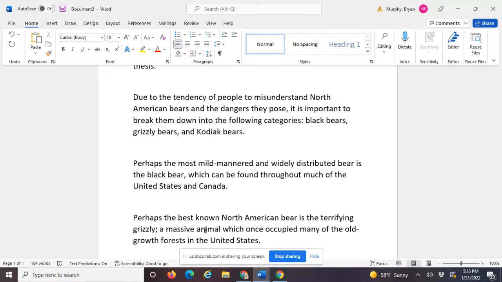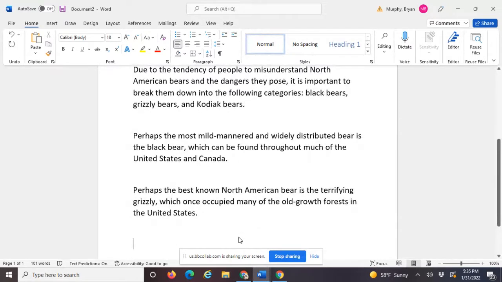All right. Okay. I hate semicolons. Sometimes I get confused myself with them. Let's try to avoid it. The best thing to do is to avoid it. All right. Perhaps the best known North American bear is the terrifying grizzly. Which one? We can just go back to what we had before. If it ain't broke, don't fix it. Perhaps the best known North American bear is a terrifying grizzly, which once occupied many of the old growth forests in the United States. All right, I tried to jazz it up too much. Got a semicolon involved, and I didn't like it.